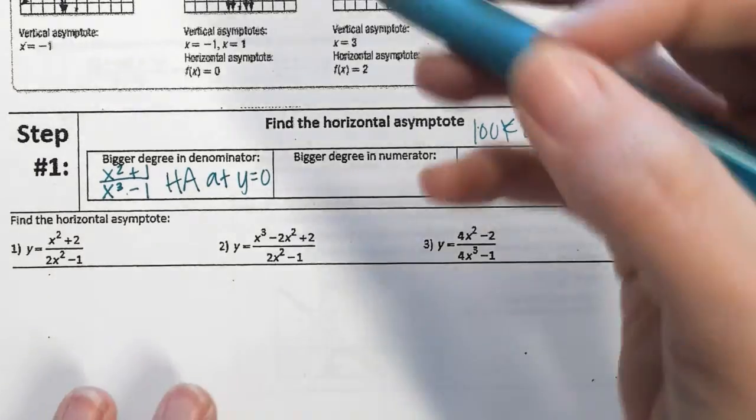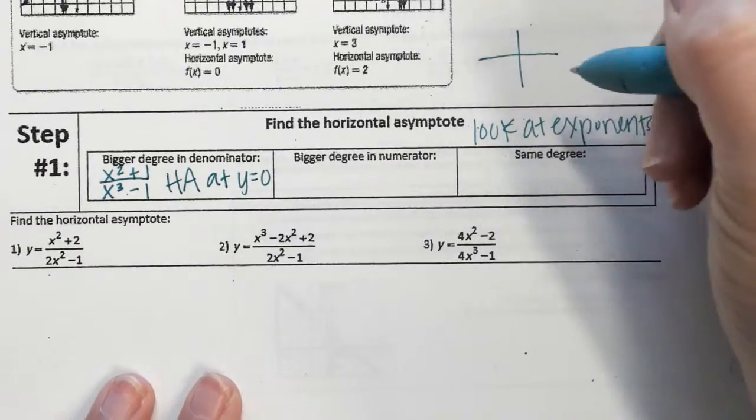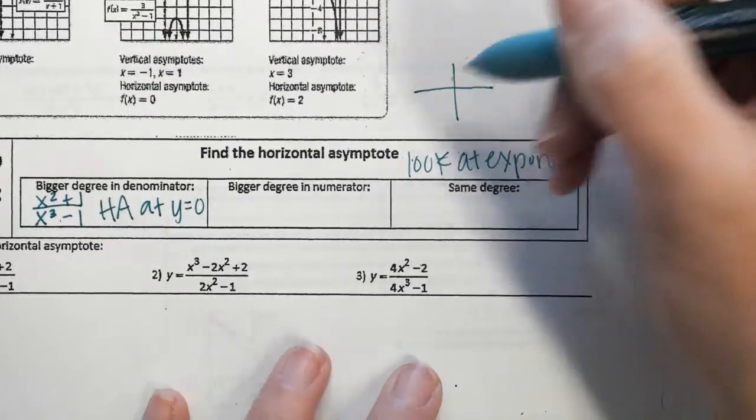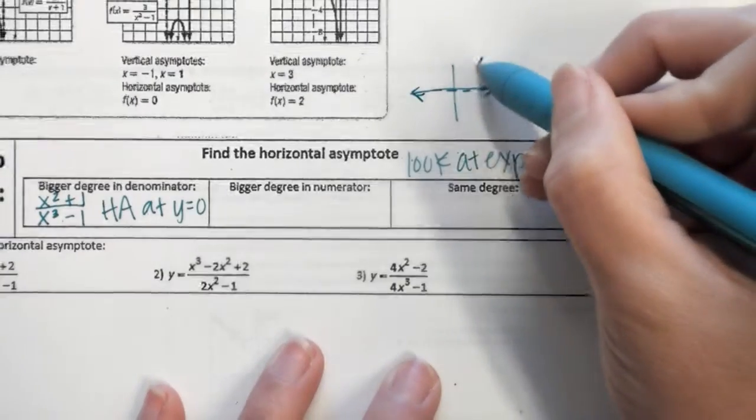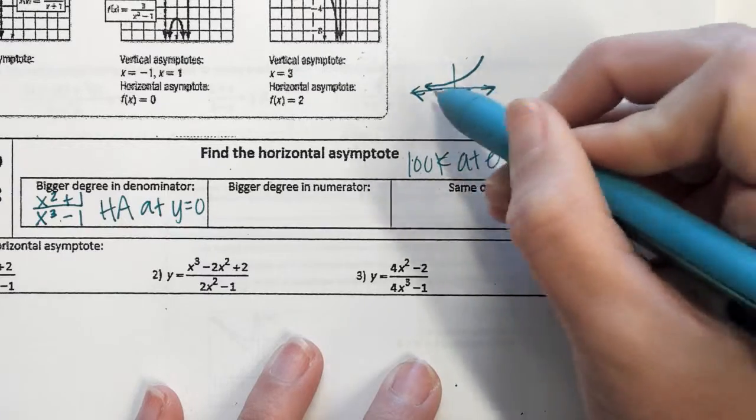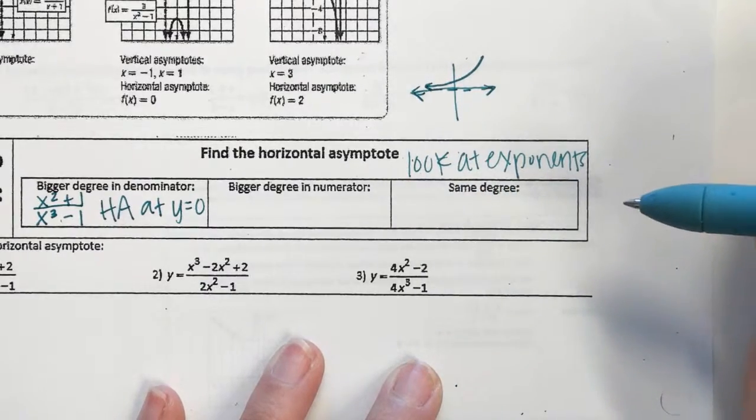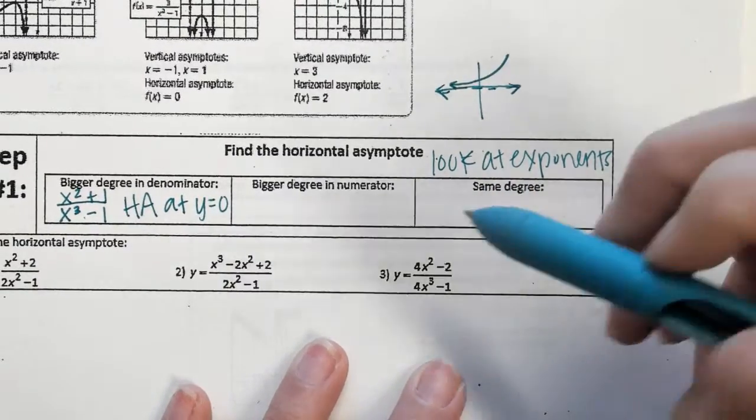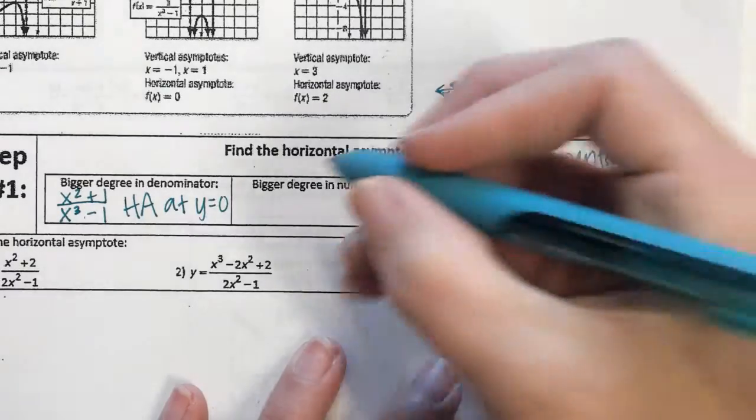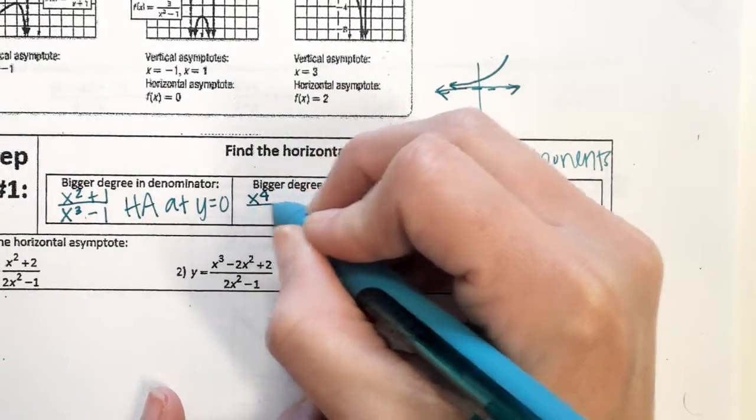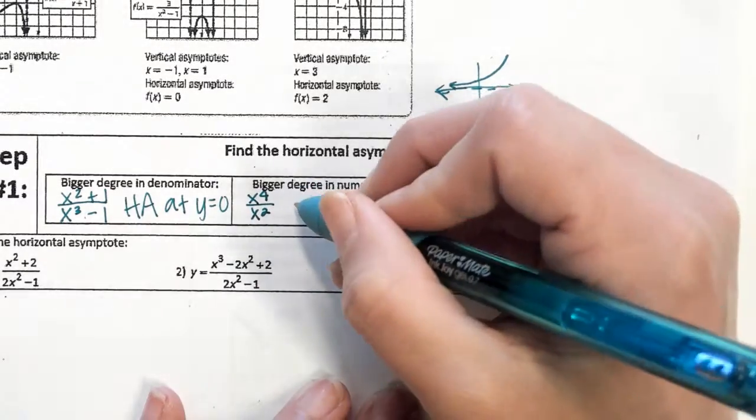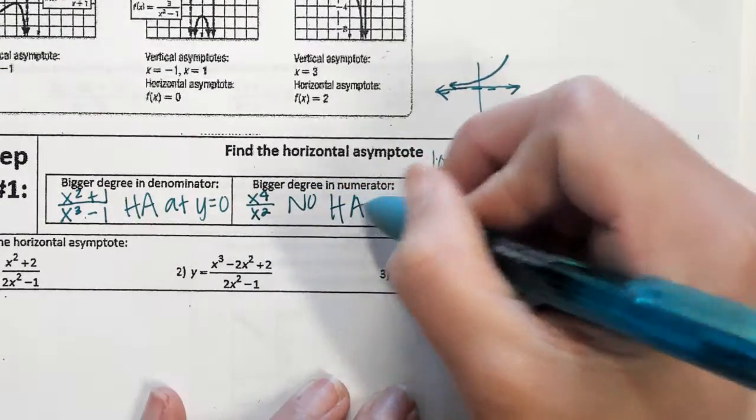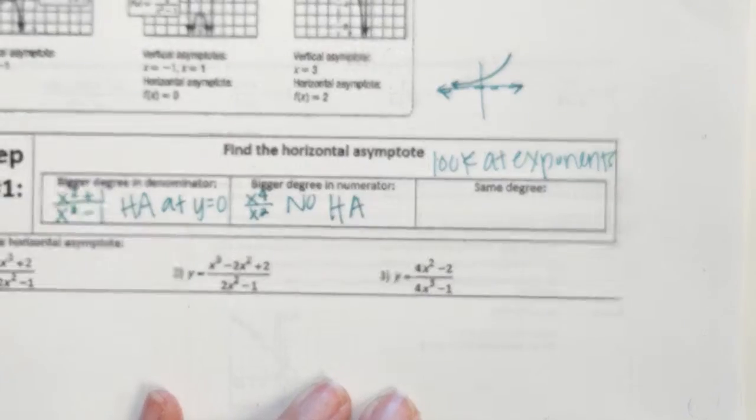So what would that look like? I'll draw it over here. Y equals 0 is the actual x-axis, and you would have a function approaching this horizontal line. Alright, if the bigger exponent is in the numerator, like x to the 4th over x squared, 4 is the bigger one, it's top heavy, which means you will have no horizontal asymptote. There won't be one on your graph.